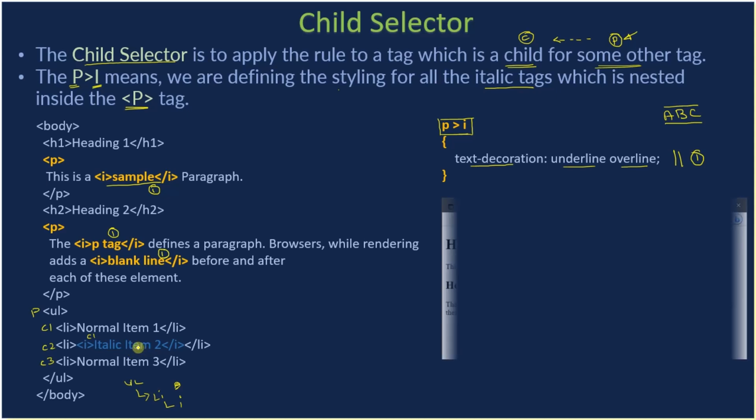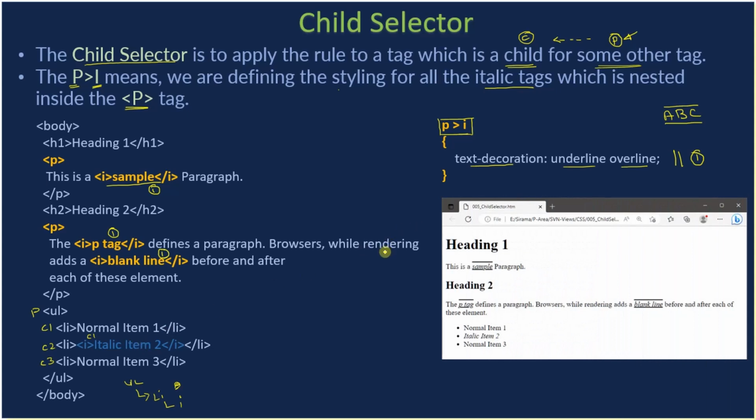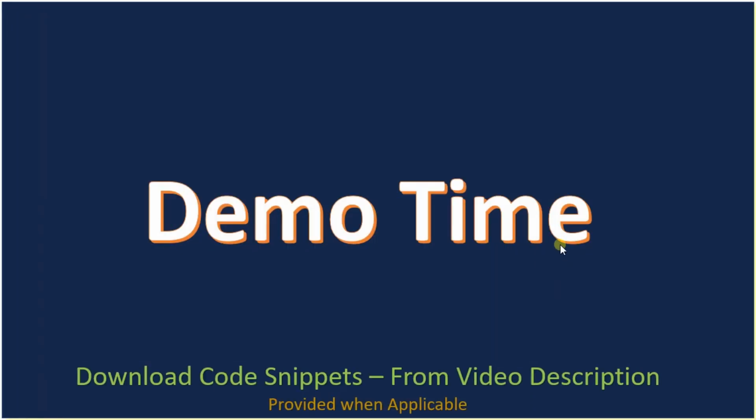Right? Now we will go to the demo, and if you see here, the style rule is applied for the first paragraph that contains a word called sample. So underline, overline is applied here, and there is one more paragraph after heading 2. There also you can see underline and overline rule is applied, right? Now we will go to the demo.